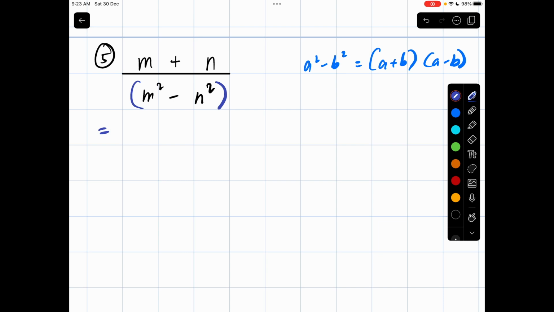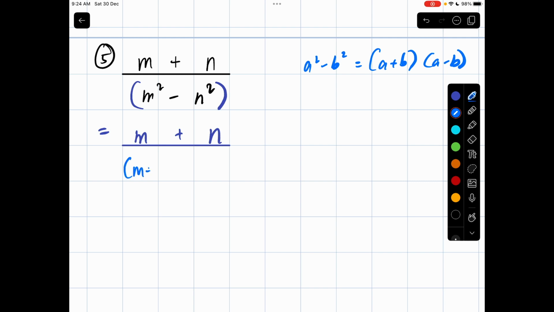This is what we call trust the process. So we have m plus n at the top, and we can't do anything about it. M plus n is the most simplified version. There's nothing that can be done. So we will have m squared minus n squared. When we factorize it, we will have m plus n and m minus n.